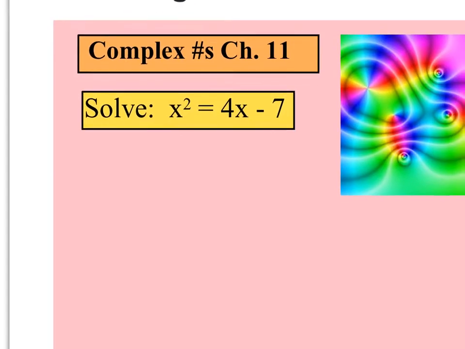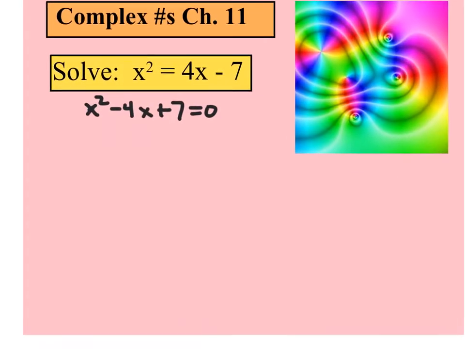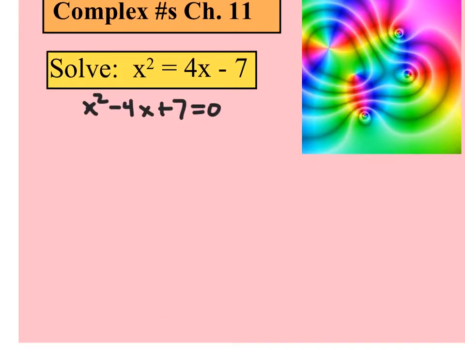Okay, so for example, if I wanted to solve where x squared equaled 4x minus 7, what I would want to do is get it all onto one side, set it equal to 0, and hope that I can factor. In this case, I cannot factor. Therefore, my next option is to use the quadratic formula.